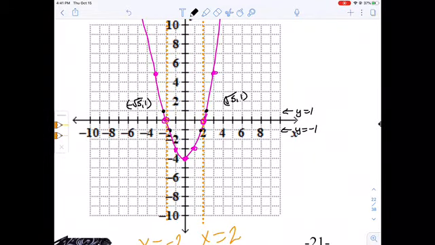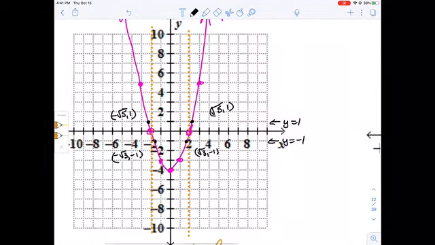And these points down here are root 3 comma negative 1 and negative root 3 comma negative 1. We could have put that in our graphing calculator as well, put in y equals 1 and y equals negative 1 and found those intersection points, but we just did it algebraically.